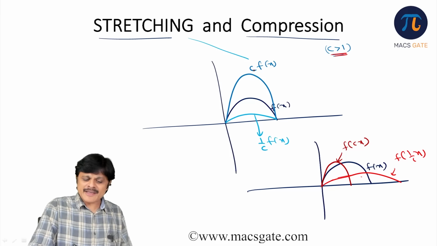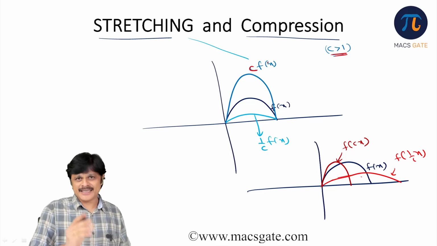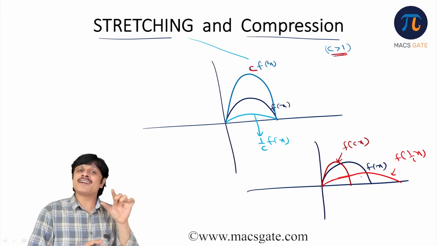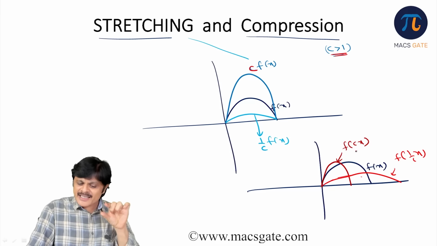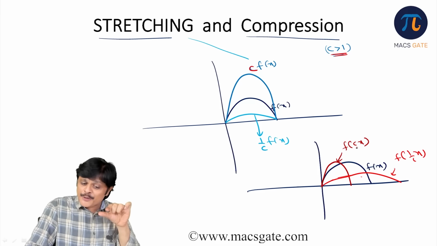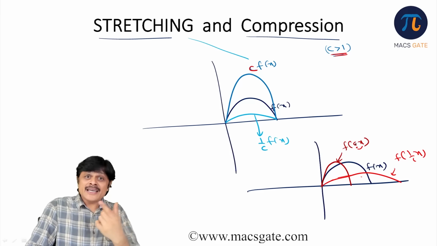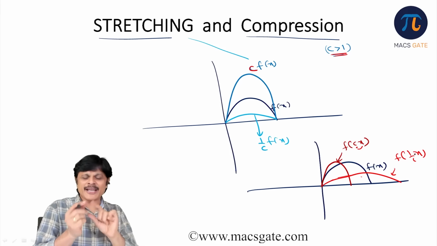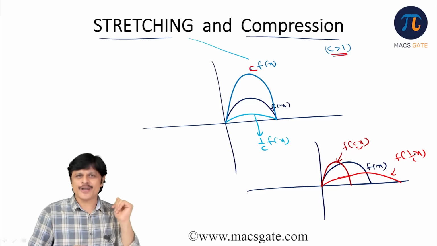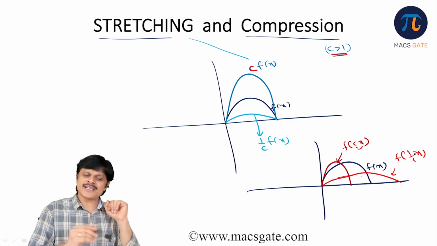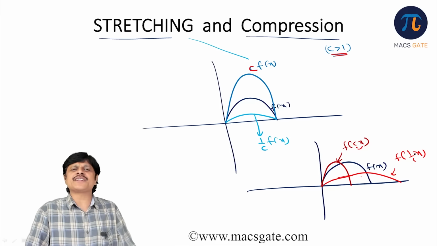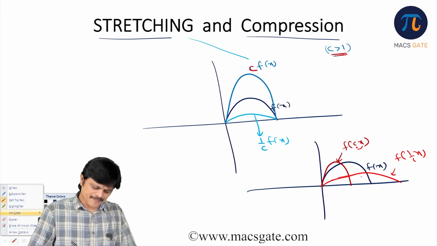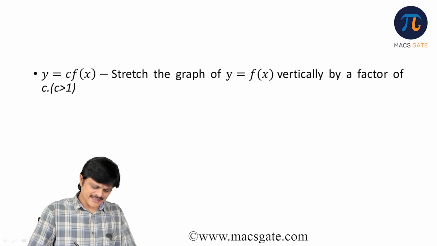So please remember, when c is multiplied outside, f(x) multiplied with c, a vertical stretch will happen. When you divide, vertical compression will happen. The process is reversed for horizontal. When you multiply with c, compression will happen. Divide by c, stretch will happen. That variation will always be there for vertical and horizontal. So this is the story about stretch and compression. Let us try to understand the same story with examples.